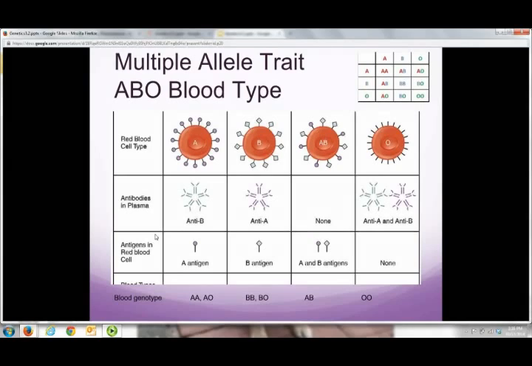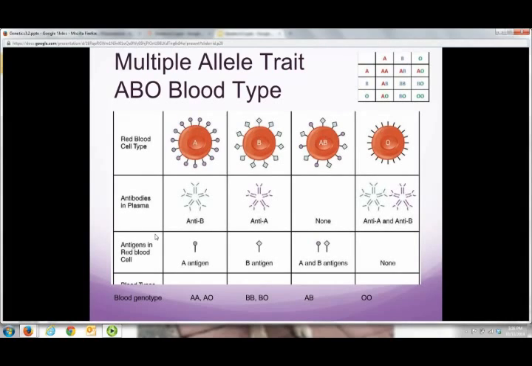What these indicate is the markers on the types of blood. So a type A person is going to have the type A marker. The type B blood is going to have the type B marker. The AB blood has both the A and the B marker. The O does not have any markers on their blood.